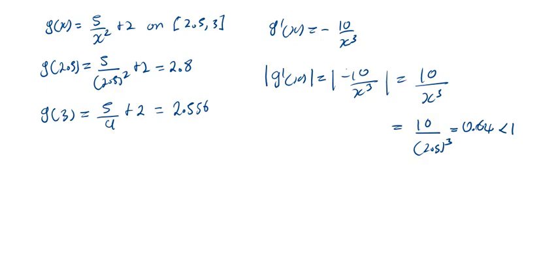And obviously, even if we substitute the 3 there, that would be 10 divided by 27, which is also going to be a value less than 1. So considering the fact that this is less than 1, and we have also satisfied the first condition, we can say therefore our g of x converges, and that's how we work that one out.